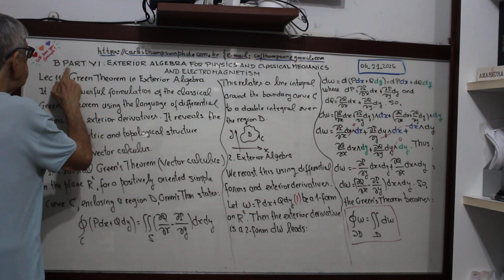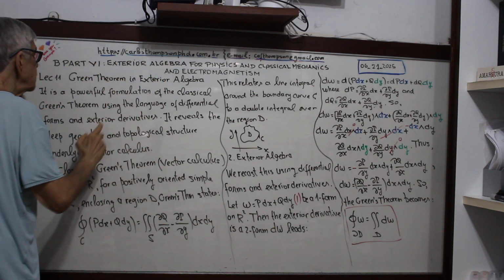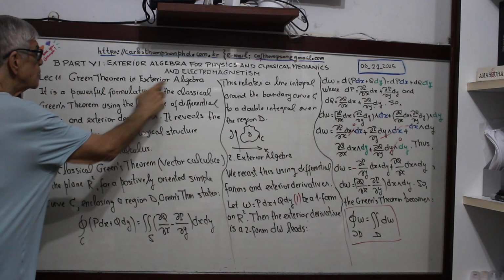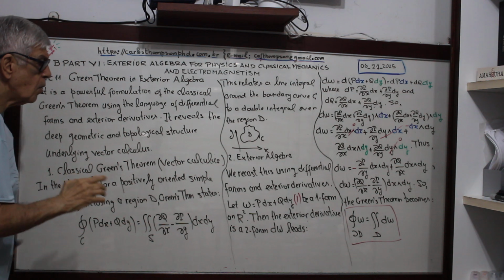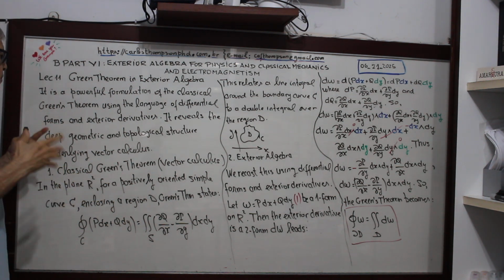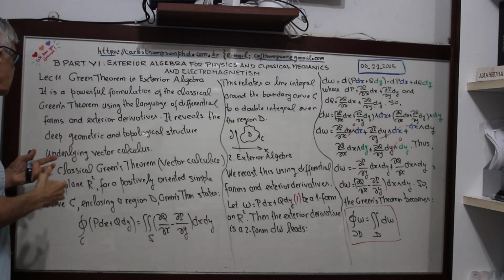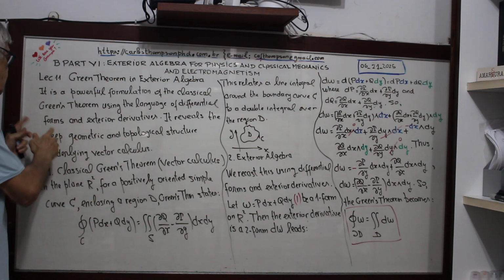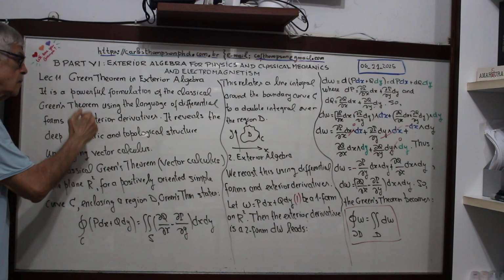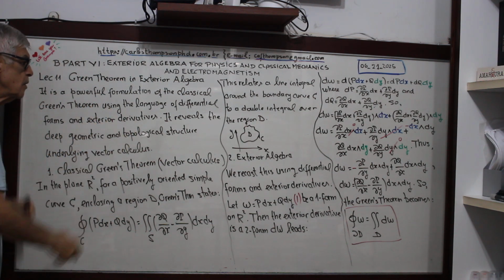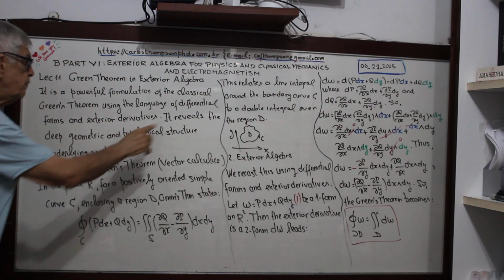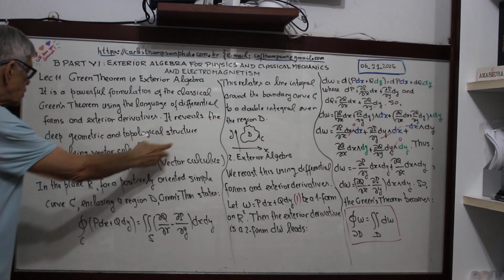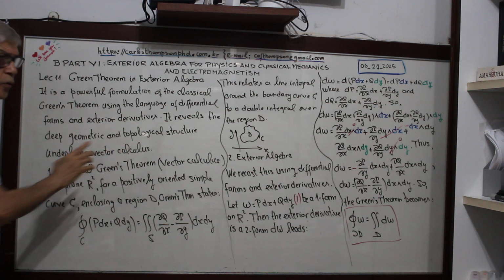Let's continue B part 6, exterior algebra. Now, lecture 11, Green's theorem in exterior algebra. Green's theorem is a powerful formulation of the classical Green's theorem using the language of differential forms and also the exterior derivative. It reveals the deep geometric and topological structure underlying vector calculus.